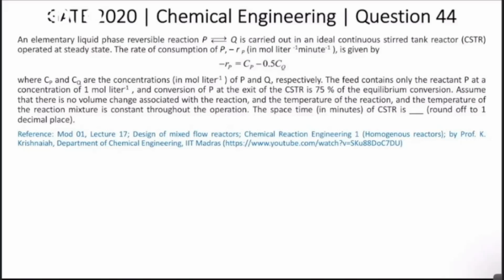The rate of consumption of P, minus Rp, is equal to Cp minus 0.5 Cq, where Cp and Cq are the concentrations in mole per liter of P and Q respectively. The feed contains only the reactant P at a concentration of 1 mole per liter, and the conversion of P at the exit of the CSTR is 75% of the equilibrium conversion. Assume that there is no volume change associated with the reaction and the temperature of the reaction mixture is constant throughout the operation. The space time in minutes of the CSTR is dash, rounded off to 1 decimal place.